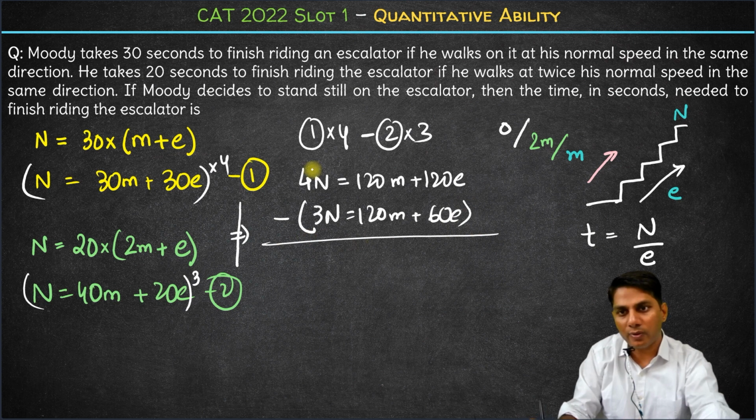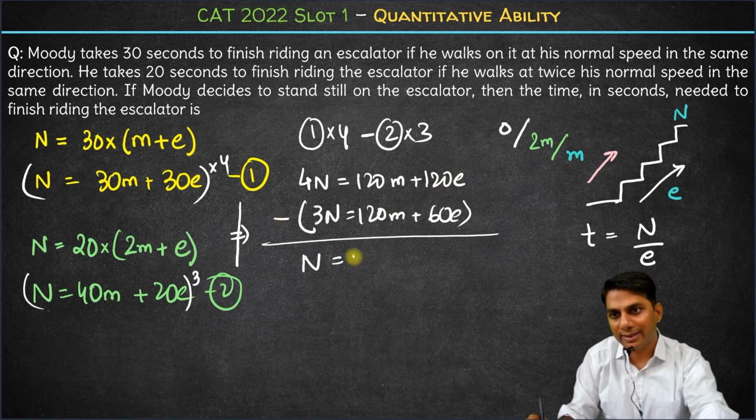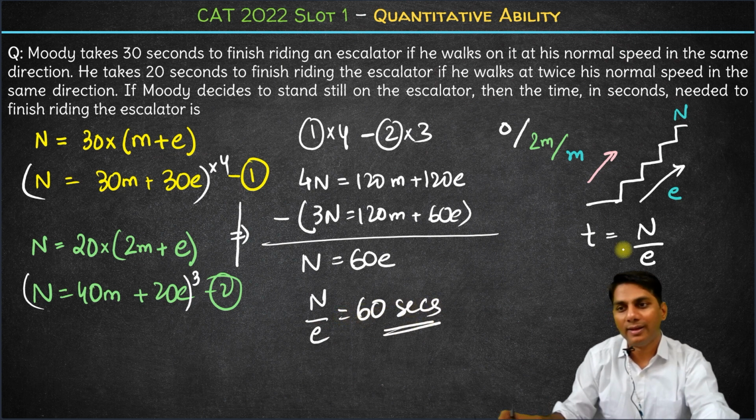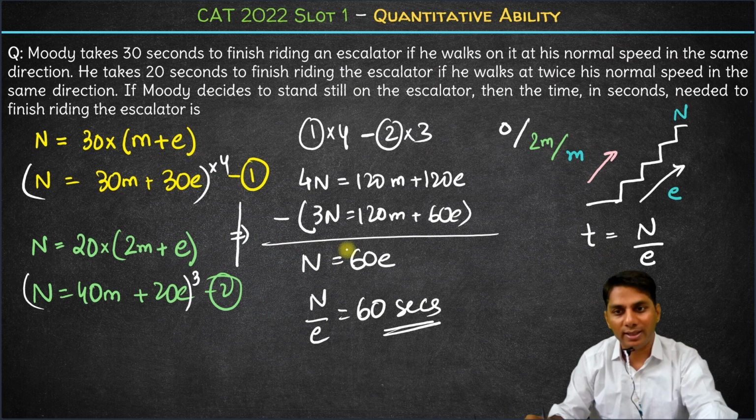So let's subtract. 4n minus 3n is n, equal to 120m minus 120m is 0, 120e minus 60e is 60e. So n is equal to 60e, so n upon e is equal to 60 seconds. That's what we needed, right? n upon e, the number of steps upon e steps per second, the speed, gives us 60 seconds.